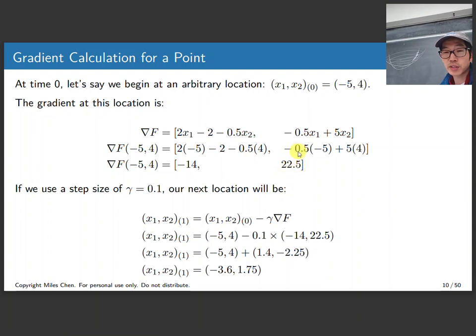So what do we have? I get -0.5 times -5 and 5 times 4, so that's 20. And this is positive 2.5, so I get 22.5.